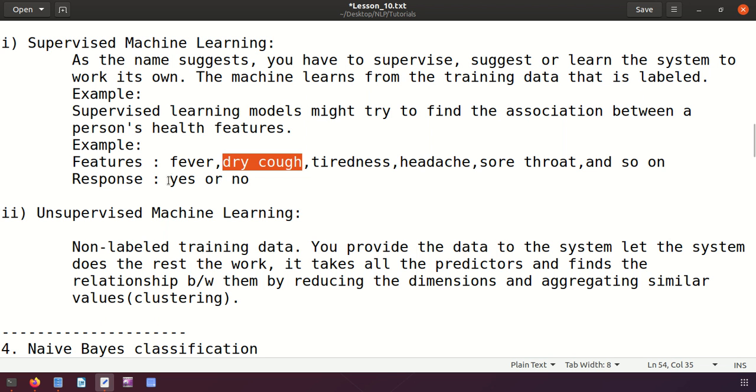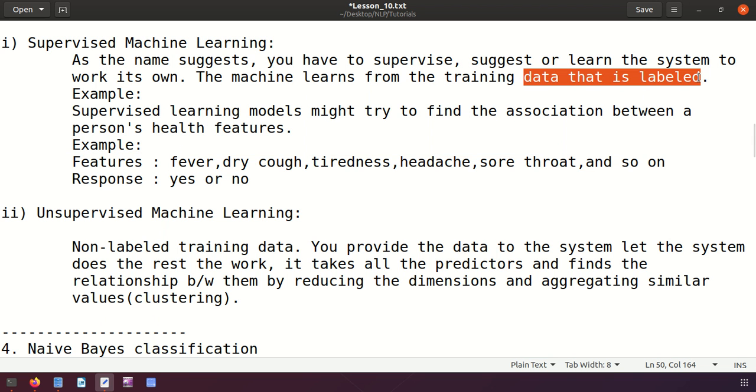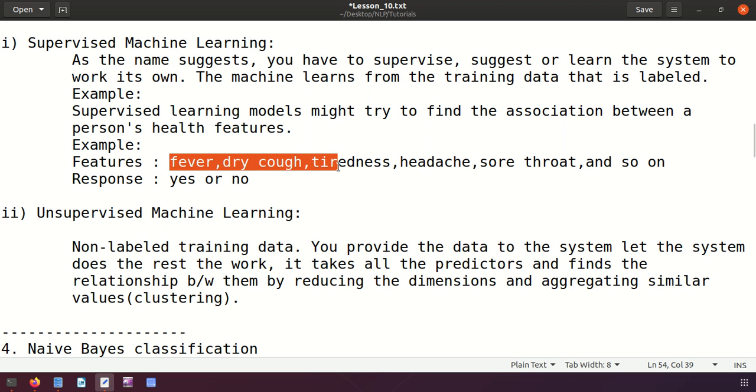The response will be either yes or no. If the person is having these things, the answer is yes, which means the person is infected with coronavirus. Otherwise, it will be no, which means the person is not infected. So these are the response values, and these are called the labels, because supervised machine learning needs labeled data. These are called the labels, yes or no, and these are called the features, right?